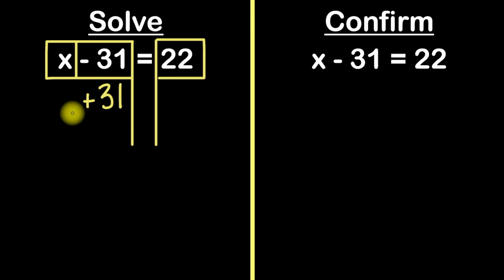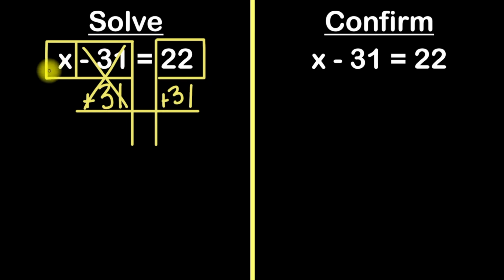But remember that the equation must be balanced. So if I add 31 to the left side of the equation, I've got to add 31 to the right side of the equation. So I'll put plus 31 right here. So what happens to these 31s? Well, if I have 31 and take away 31, they cancel out to make 0, which is perfect because that's exactly what we want to happen.